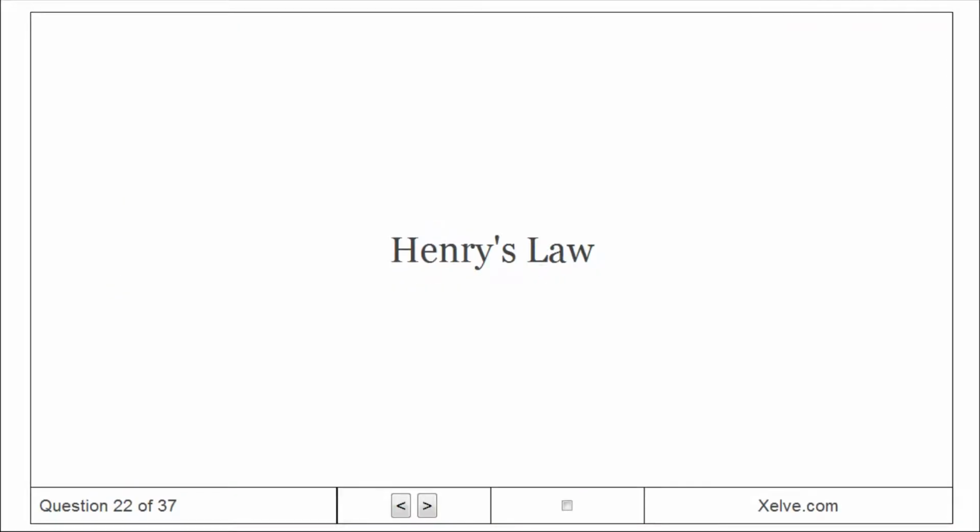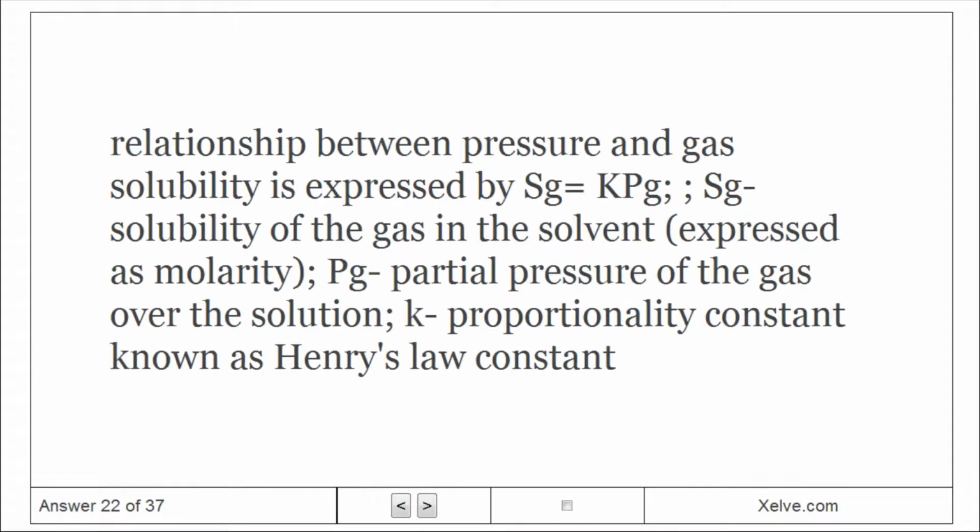Henry's law. The relationship between pressure and gas solubility is expressed by S_g equals k P_g. S_g is the solubility of the gas in the solvent, P_g is the partial pressure of the gas over the solution, and k is the proportionality constant, known as Henry's law constant.